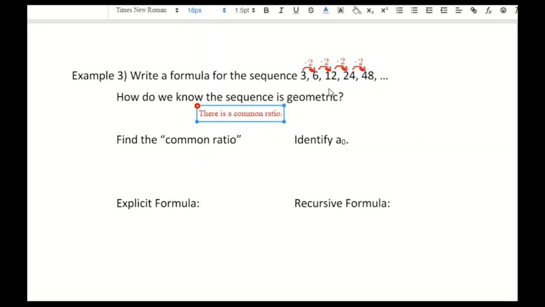In other words, 6 divided by 3 is 2. 12 divided by 6 is 2. 24 divided by 12 is 2, and so on. So that ratio of a term divided by its previous term is the same every time. That is going to be our common ratio. Our common ratio is 2.